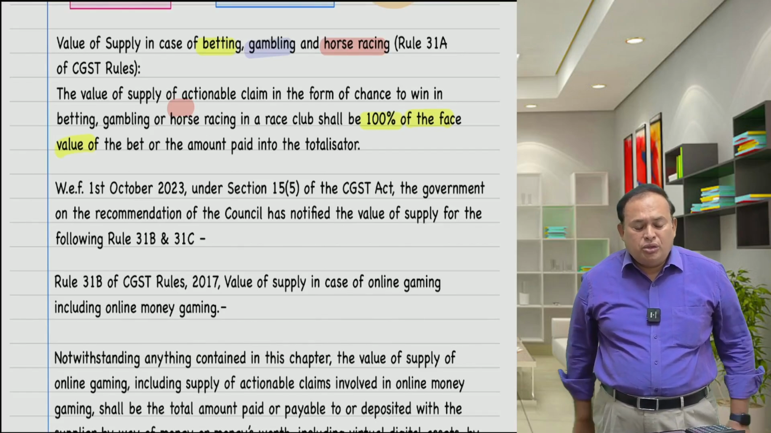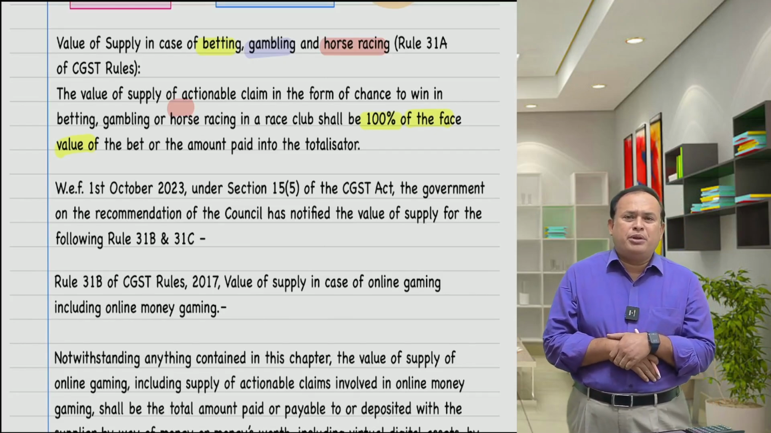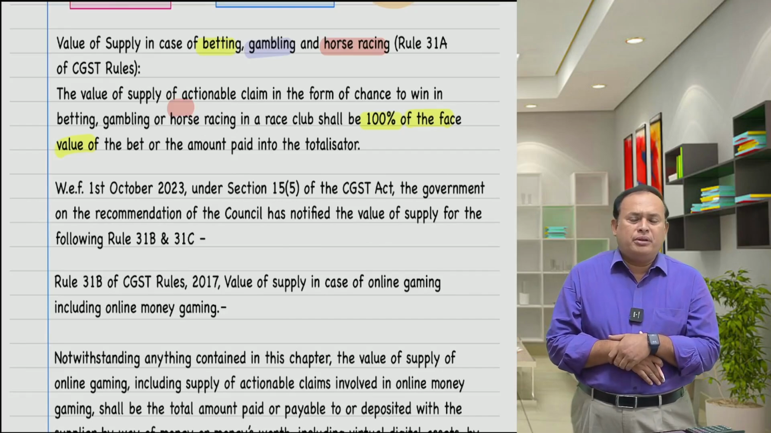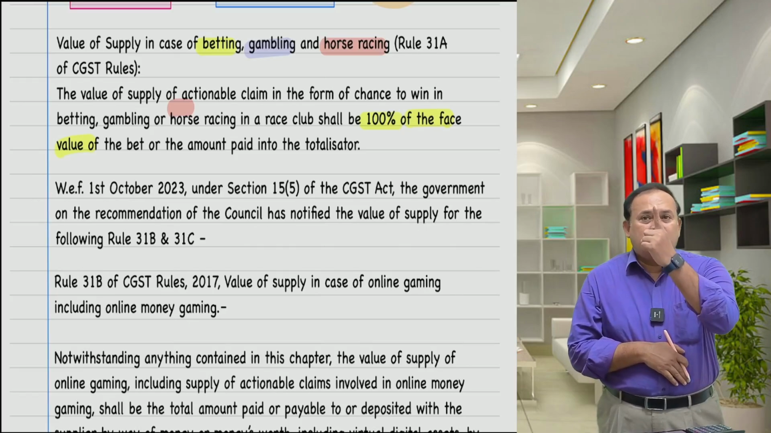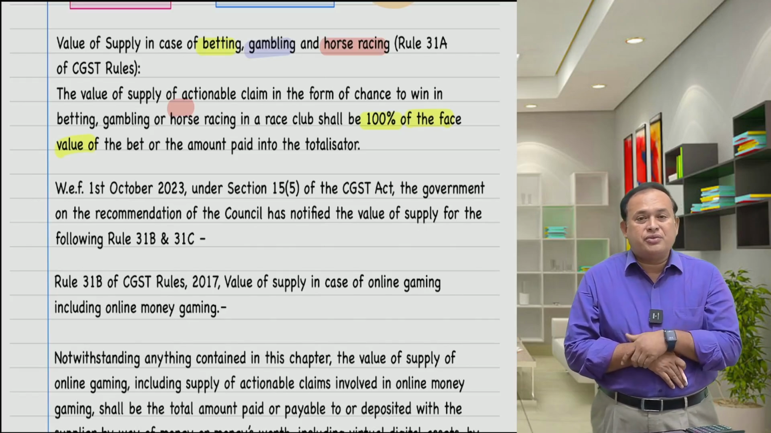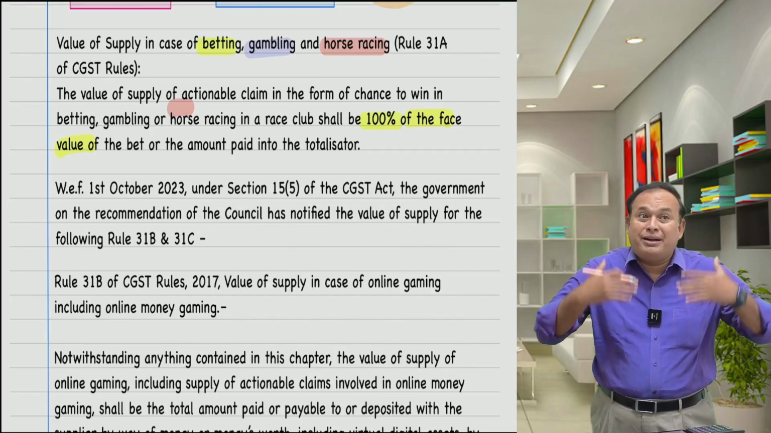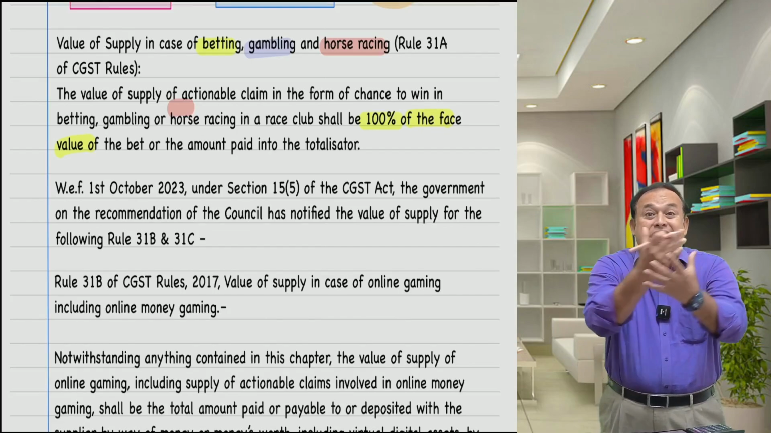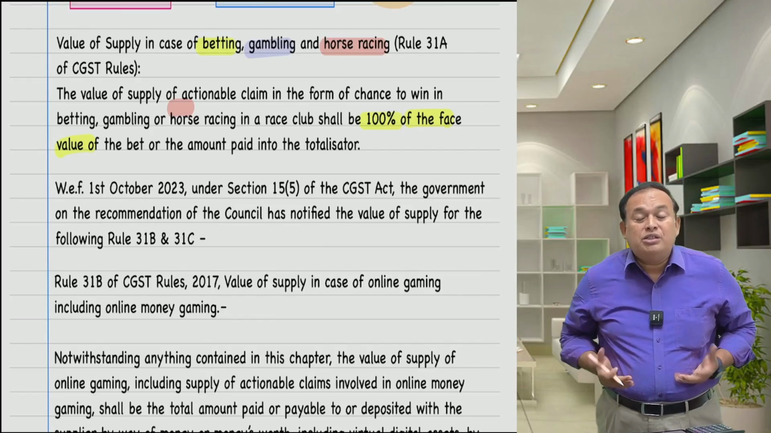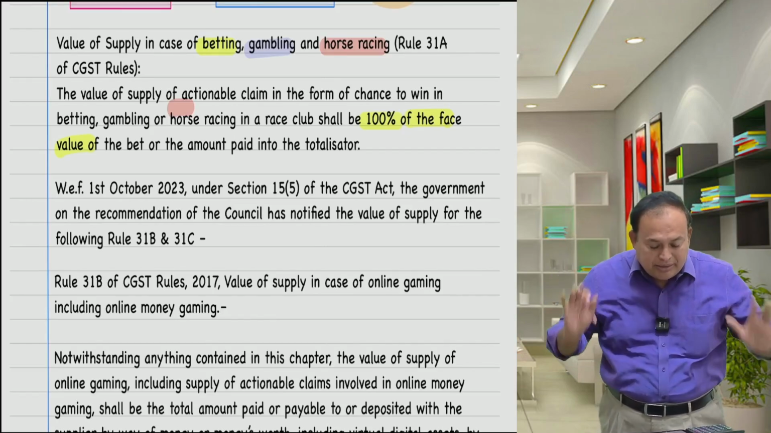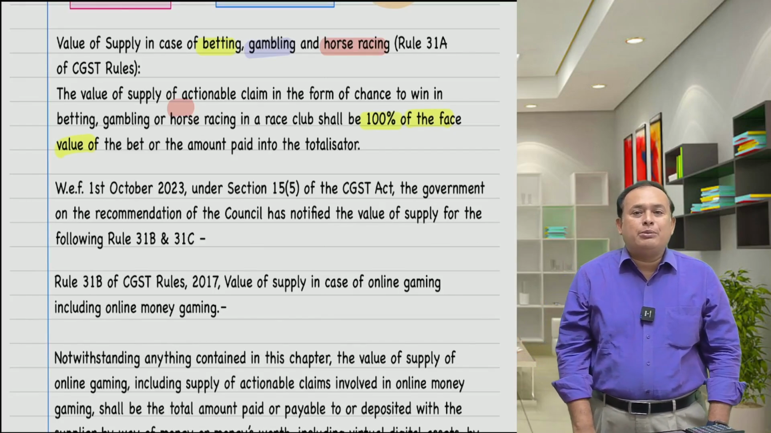That means whatever the face value, sir, horse racing 1000 rupees each bet. There are 10 people, each betting 1000 rupees. One says so and so horse will win, another says so and so horse will win, like that. 10 people come forward, and I'm the totalizer conducting that horse racing. I collected how much? 1000 into 10, 10,000 rupees. So the bet amount of 10,000 is the value of supply. Who is liable to GST? The totalizer is liable to pay GST.